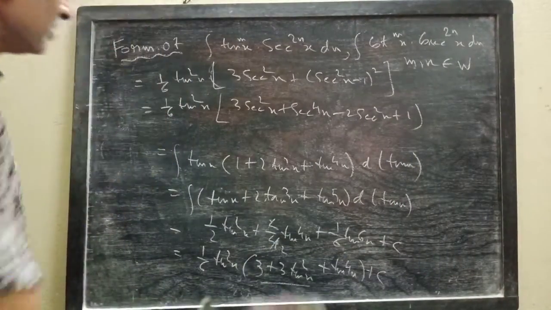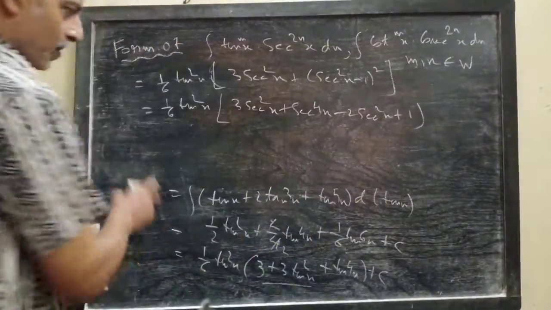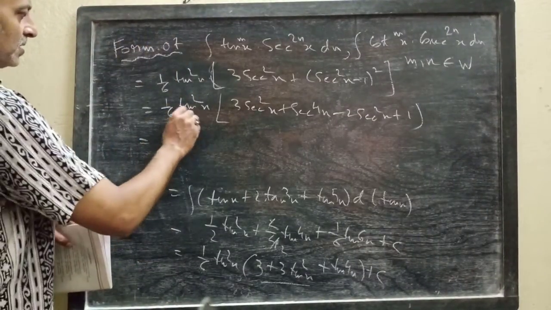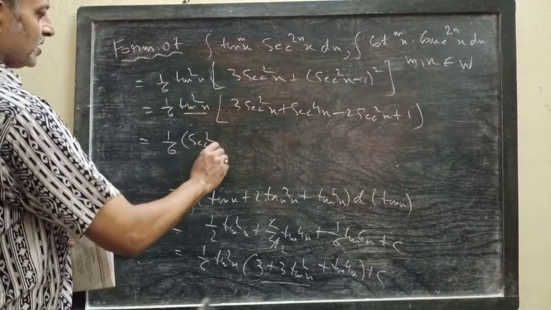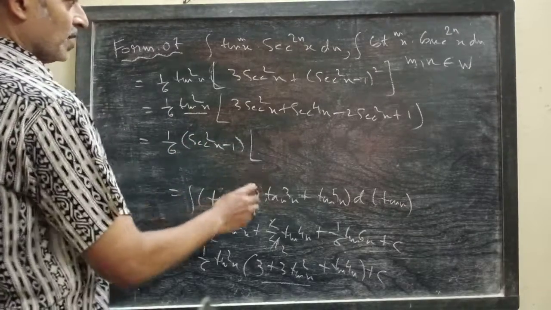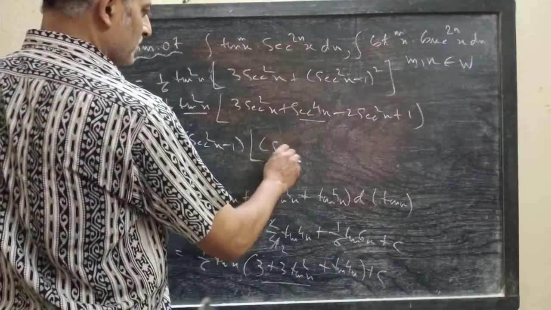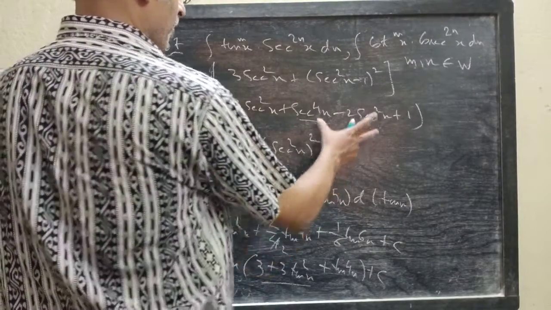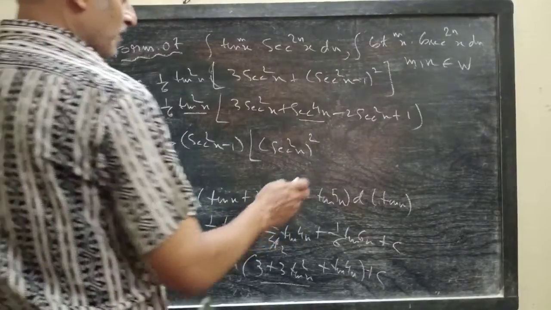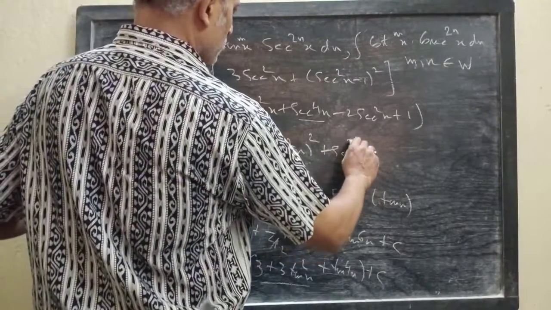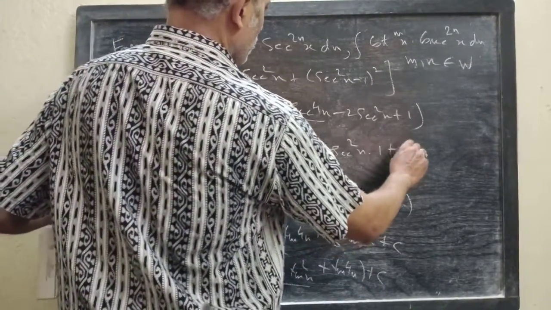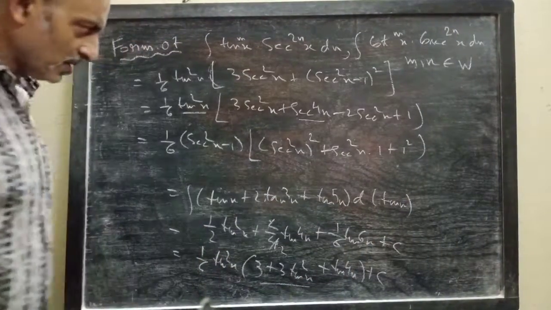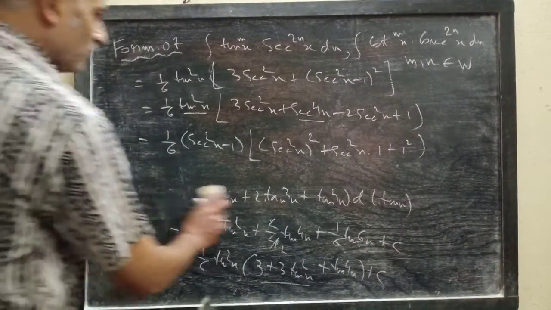Now I can write in this way. Look. 1 by 6, this tan square x is actually sec square x minus 1. Then I am writing this. This is sec square x whole square. These two become sec square x. So sec square x into 1 plus 1 square. Look, a minus b into a square plus ab plus b square. This is a cube minus b cube.